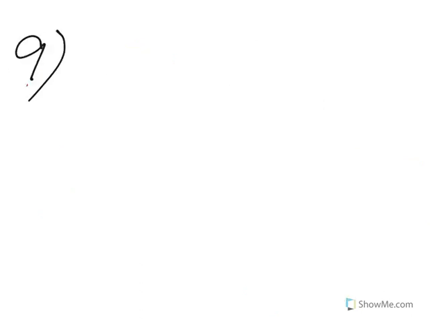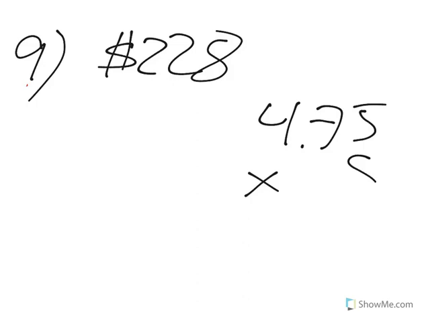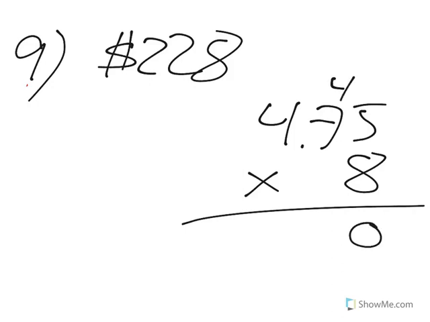Number 9 was a word problem. Alicia wants to buy a camera that costs $228, including tax. She has already saved $4.75 each week for the past 8 weeks. So I'm going to multiply 475 times 8. So 8 times 5 is 40. 8 times 7 is 56, plus 4 is 60.